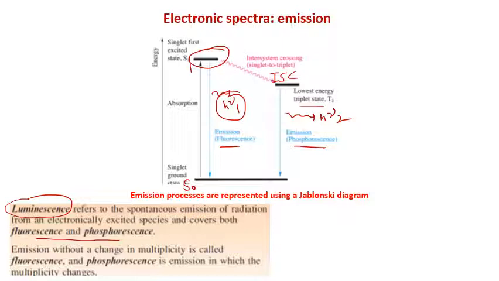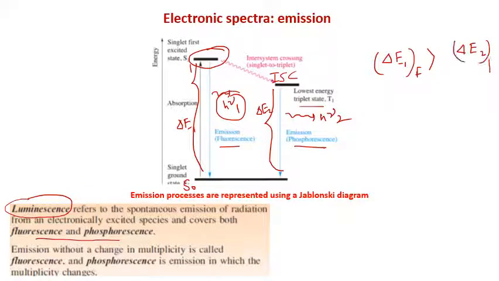If you observe the energy difference, you can see that the energy difference of fluorescence is much higher than that of phosphorescence. So if you point out this energy difference, delta E1 and delta E2, delta E1, that is basically fluorescence, is greater than the energy difference of phosphorescence.